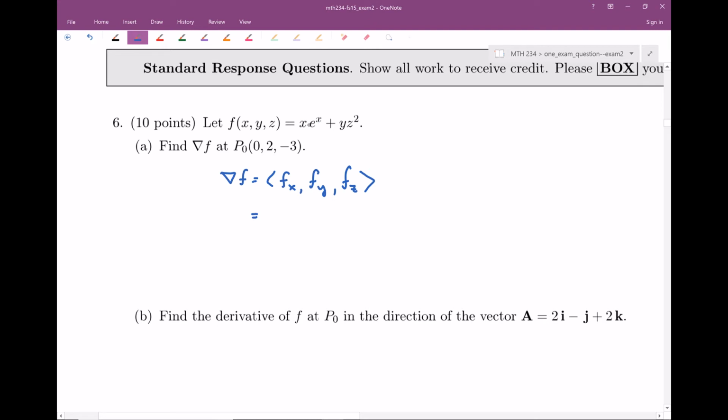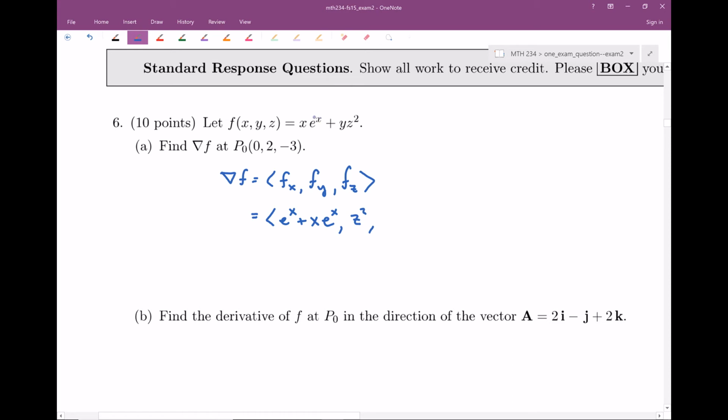Well, okay, it looks like we have a product rule, right? There's a couple x's here. So I'm going to take the derivative of the first times the second plus the first times the derivative of the second. And the second part here, this yz squared, this doesn't have any x's, so that just goes to 0. Derivative with respect to y, I'm going to get a nice even z squared here.